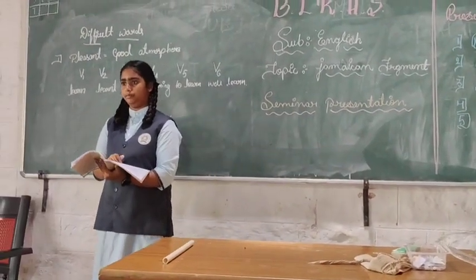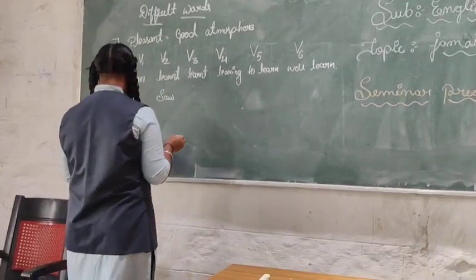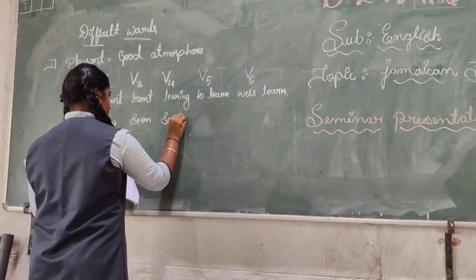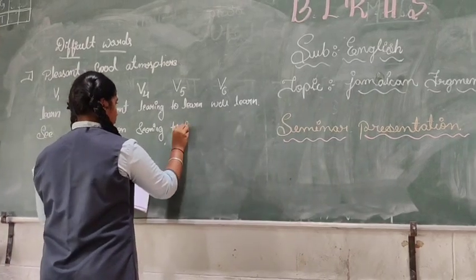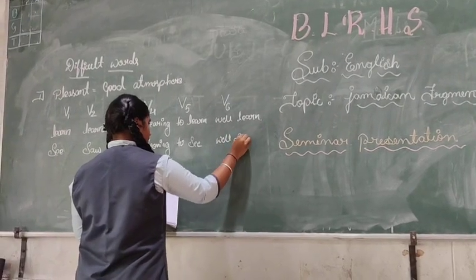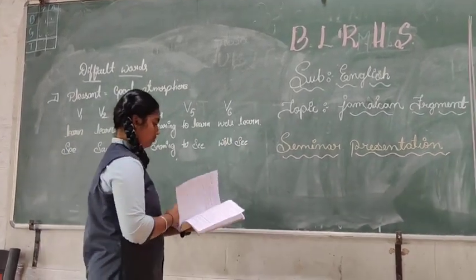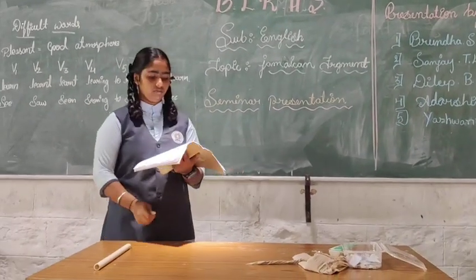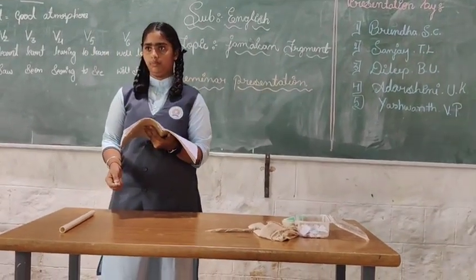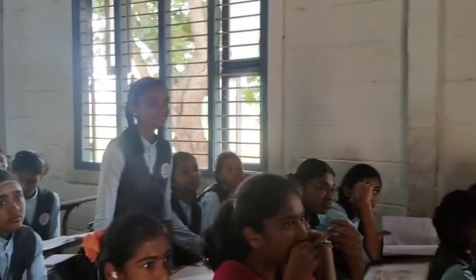What is the V2 form of see? Saw. Opposite word of pleasant. Correct.